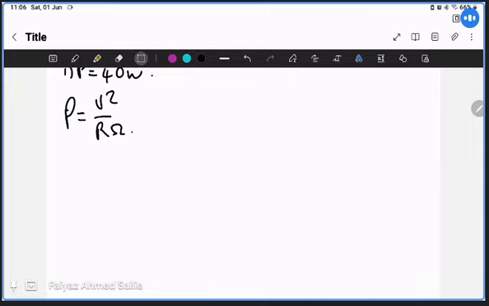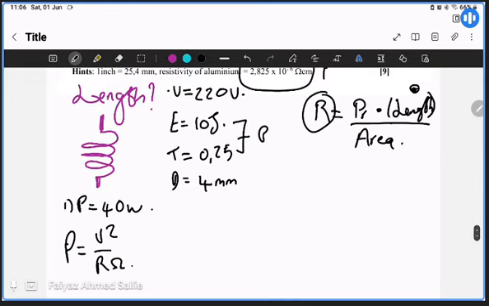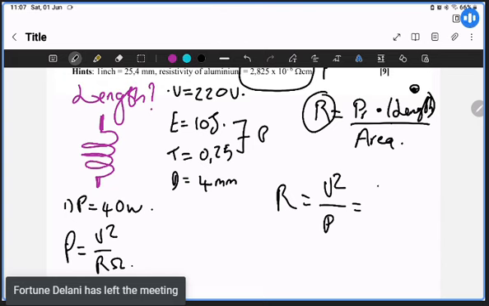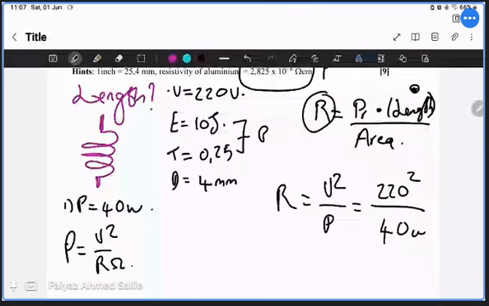So let's manipulate this formula, and the resistor is equal to voltage squared over power. So we have a voltage of 220 squared over the power of 40 watts. So our resistance is going to be, get the calculator, 220 squared divided by 40 watts, which is equal to, so our resistance is going to be 1210 ohms. That is our resistor.